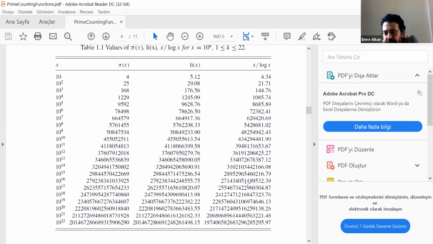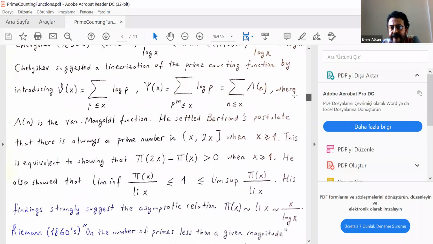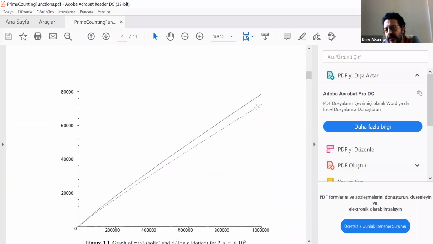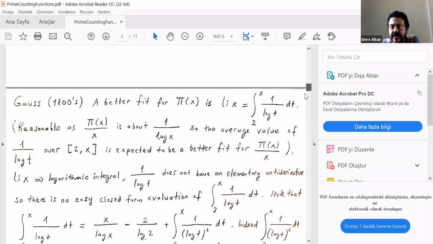For example, if you look at the values of x over log x, with the exception of the first one, they're always smaller than pi of x. I mean, they always look smaller. And Li of x looks always larger than the values of pi of x. Just look at all these values. Li of x exceeds pi of x, but x over log x is smaller than pi of x, which was also in agreement with the graph. I mean, x over log x in the long run was always below pi of x. So things are in agreement.